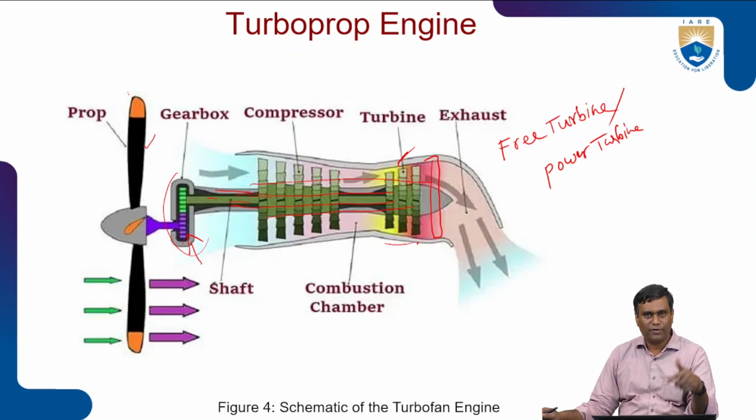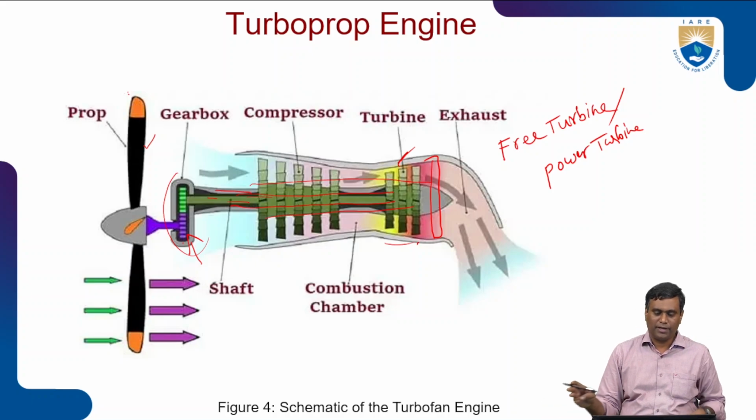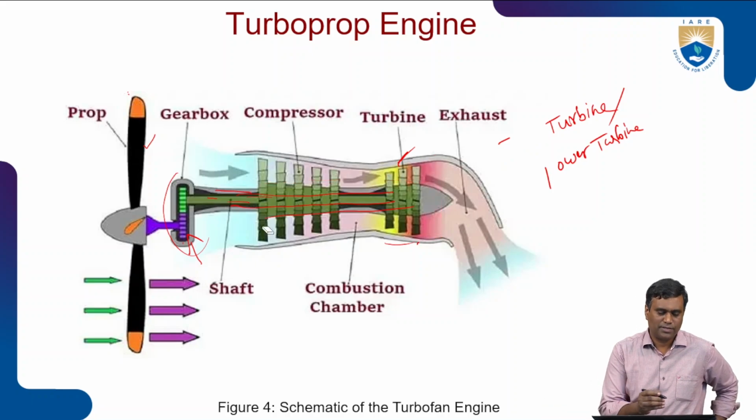So in the first case, if you rotate the turbine blade, the compressor blades will rotate. In the second type, if you rotate the propeller blades, the compressor blades will not rotate because they are not directly connected. They are connected to the free turbine, right? Yeah. And a gearbox is essential in this type of engine.